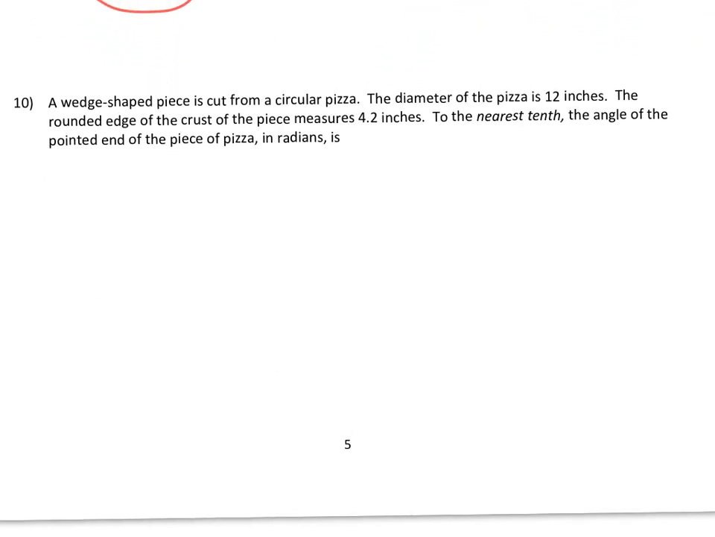A wedge-shaped piece is cut from a circular pizza. All right, so let's draw that out. We have a pizza, and we're cutting a wedge-shaped piece from it. The diameter of the pizza is 12 inches. So the diameter would be the distance across the entire circle. So if we know the diameter is 12, we know the radius here would be 6 inches.